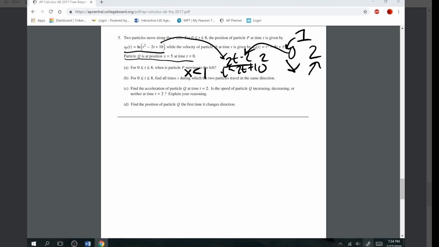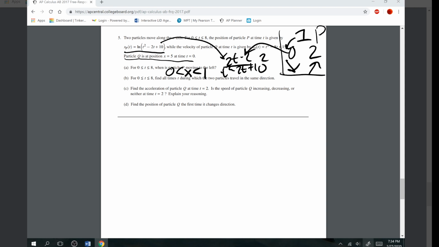Then it says, find all the times from 0 to 8 in which the two particles travel in the same direction. So I already know directions for, I guess this is a bad answer to 1. I forgot that 0 was the starting point, and so I actually have to say from 0 to 1. Anyways, for the second one, find when they travel in the same direction. Well, you already found all the direction stuff for particle P up here.